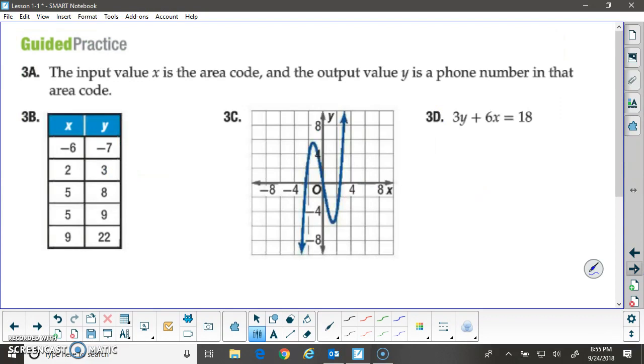More examples of the same. 3a says the input value x is the area code, and the output value y is the phone number in that area code. So like if I tell you that the area code is 320, does that determine that the phone number is going to be 7962410? Or is it possible that there are other phone numbers that exist for the area code of 320? Well, certainly, given the area code, it's not going to determine what the phone number is, so this is not a function.